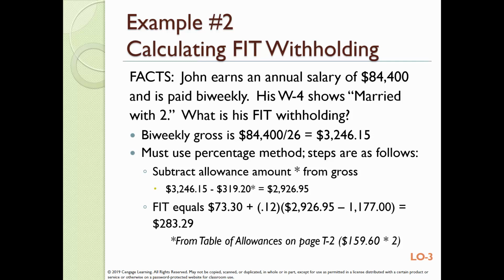So there's no difference in figuring the table of allowance values between single and married, is there? I don't think so. So it's that same 319.20.